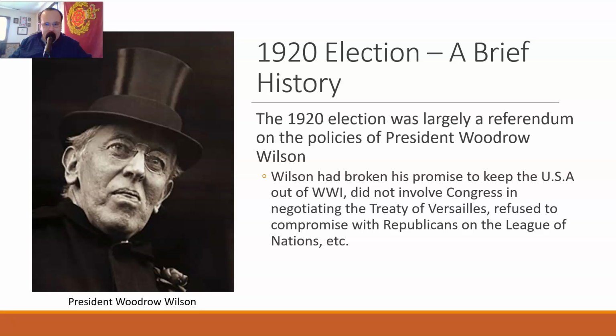The American people had war fatigue. They were tired of keeping the world, loosely speaking, in line. But he had broken his promise to keep us out of the First World War. He didn't involve Congress in negotiating the Treaty of Versailles, which they should have been. He refused to compromise with the Republicans on the League of Nations, the League of Nations being the precursor to the United Nations. They're supposed to do the same thing. So a lot of broken promises.